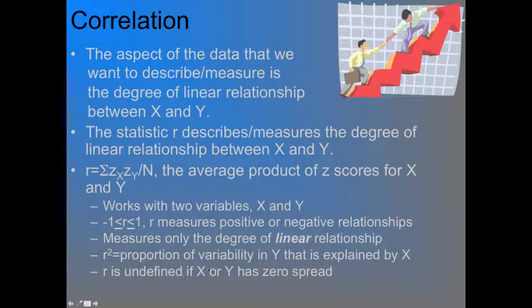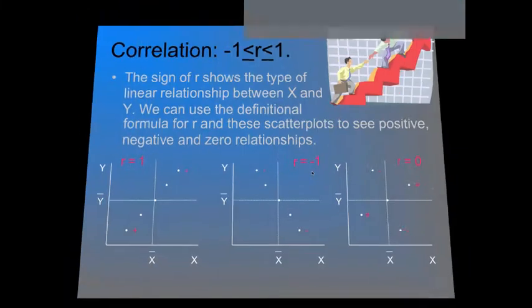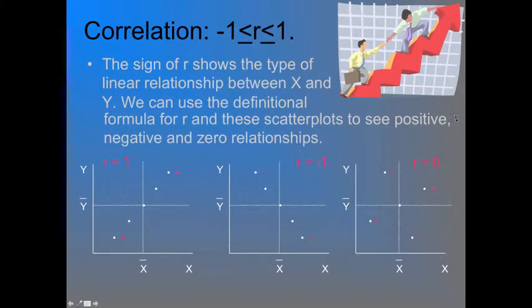R is undefined if X or Y has zero spread. Okay, so you got to have some spread. You have to have some standard deviation for X and Y in order for this to make any sense, really. Okay, so let's look at some scatter plots here to picture this.